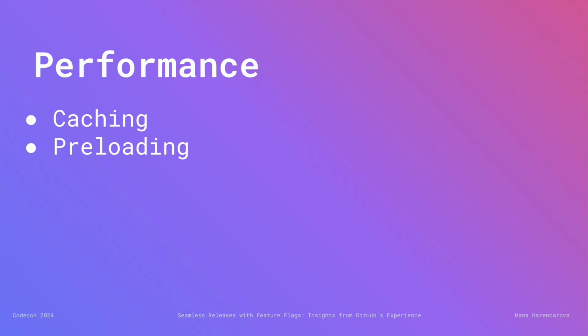The input-output calls are expensive, and we don't want to slow our application just because we are doing feature flags. So to address this, we implemented caching, and we can also specify which feature flags should be preloaded in which views.